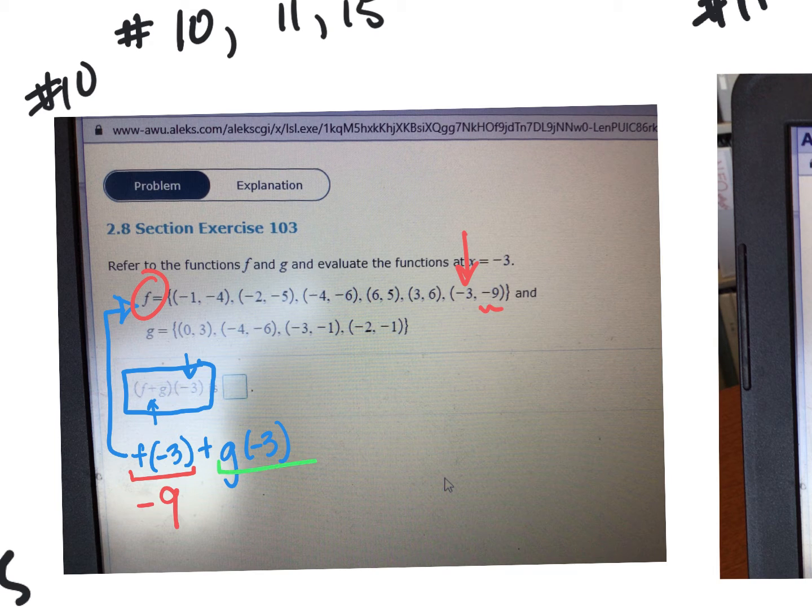For g of negative 3, we go to the g function, and again we're looking for an input of negative 3, and that gives us an output of negative 1. So we'll have a negative 1. So negative 9 plus negative 1 is negative 10. So the value of our function f plus g of negative 3 would be negative 10.